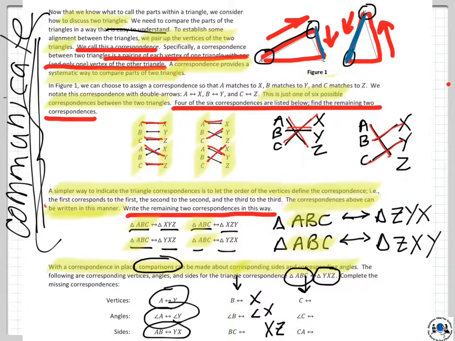All right. So let's move on to C. Of course, vertex C corresponds to vertex Z, and then angle C to angle Z, and then the line CA corresponds to the line ZY. Boy, C and Z sure sound a lot alike. Okay, so line CA, or side CA, corresponds to side ZY.